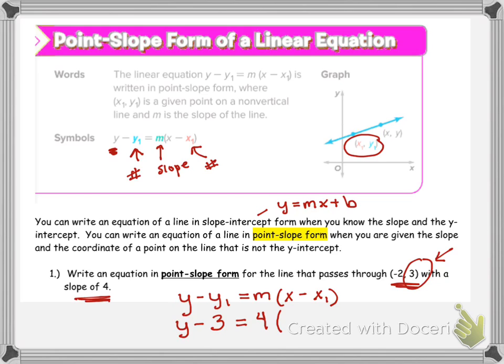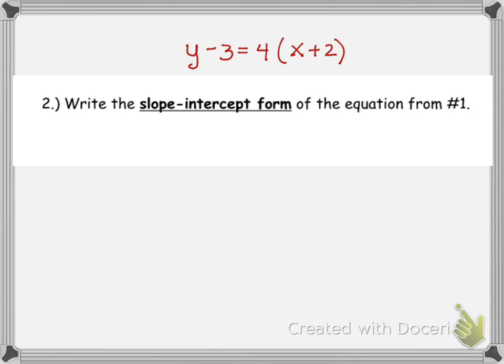Then my parentheses, x is part of the equation. Minus an x sub 1, that little sub 1 tells you it's the part of the ordered pair. And in that ordered pair, that is negative 2. Now I do end up with that minus negative in there, and so I'm going to rewrite that as plus positive. And that's my point-slope form of equation number 1. So in point-slope form, I ended up with y minus 3 equals 4 times the sum of x and 2.